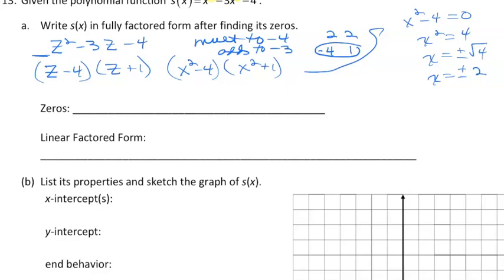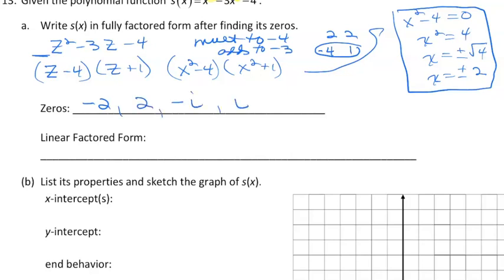Then let's do x squared plus 1. x squared plus 1 equals 0. x squared equals negative 1. x equals plus and minus radical negative 1. You have to recognize that as i. Those are your other roots. So I have 4 zeros. They are negative 2, positive 2, negative i, positive i.